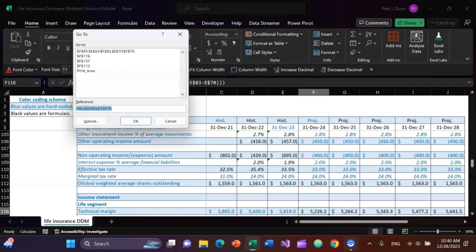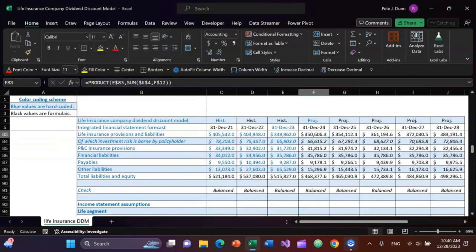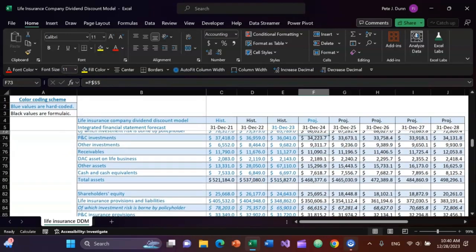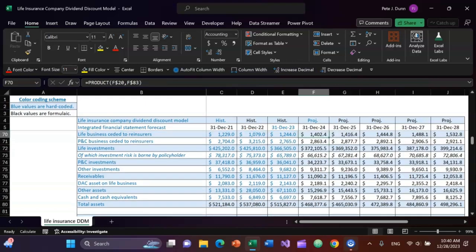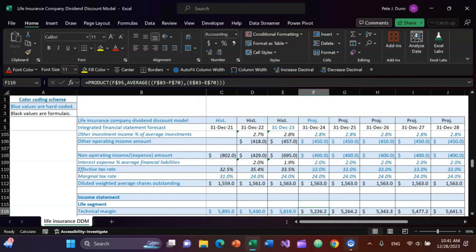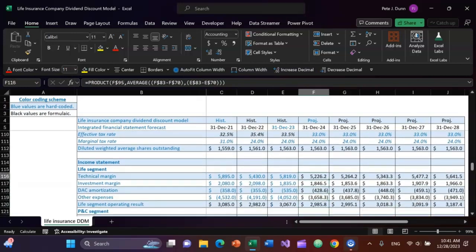So we'll do F83. You can see that's the life insurance provisions minus the part that's ceded to reinsurers. So the technical margin will be 1.5% of the average of the difference between the provisions and that which is ceded to reinsurance companies.